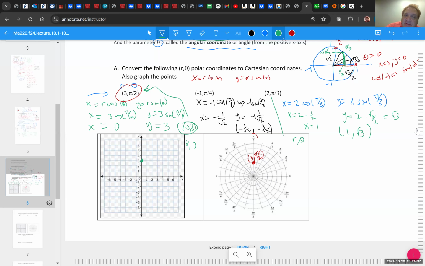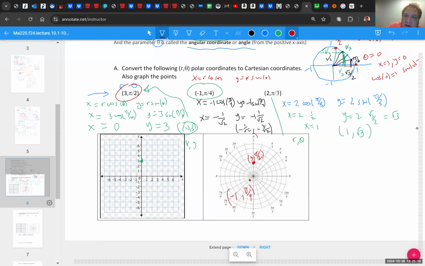Next one we have is -1 comma pi over 4. So the angle is pi over 4. There's pi over 4 right here, and the R value is -1. So instead of going 1 out, we're going to go 1 backwards, because negative is just reverse the direction. And that would be right here. That would be our angle of pi over 4, but going backwards -1.